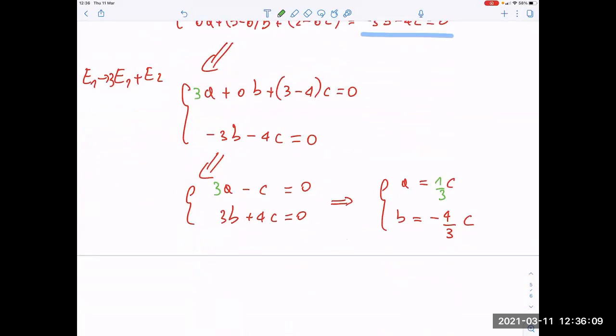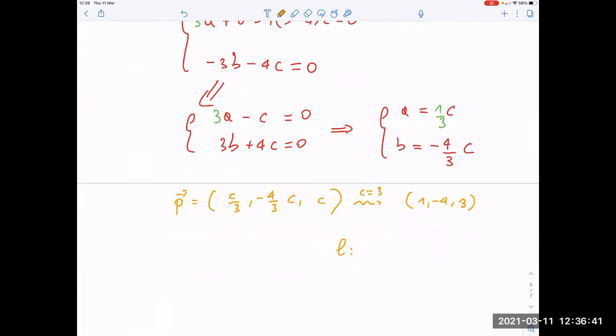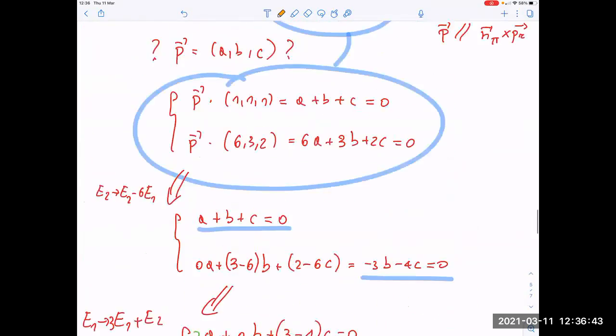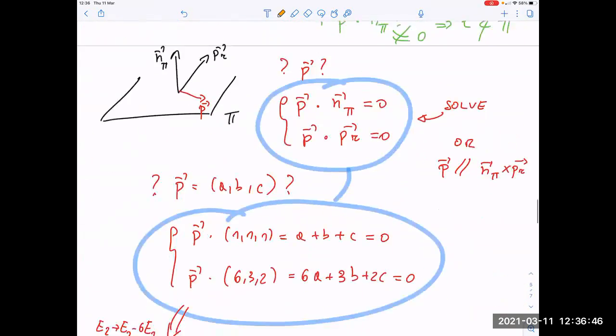Okay, and so let's finish this. So for example, any vector P working will have the shape of C over 3, minus 4 over 3 C, and C. So you can put, for example, C equal 1, or why not, C equal 3, and we obtain 1, minus 4, 3, and we use this to produce our line L going through the point that some of you suggested. So it was 1, 0, 0, that's fine.